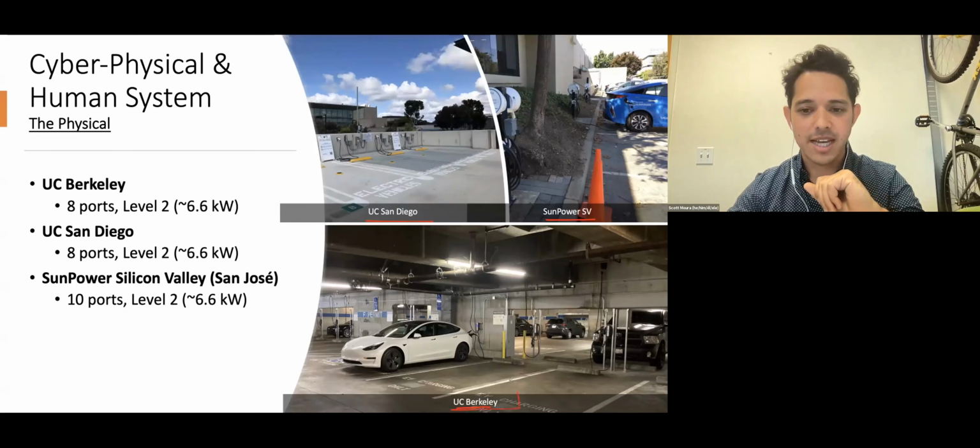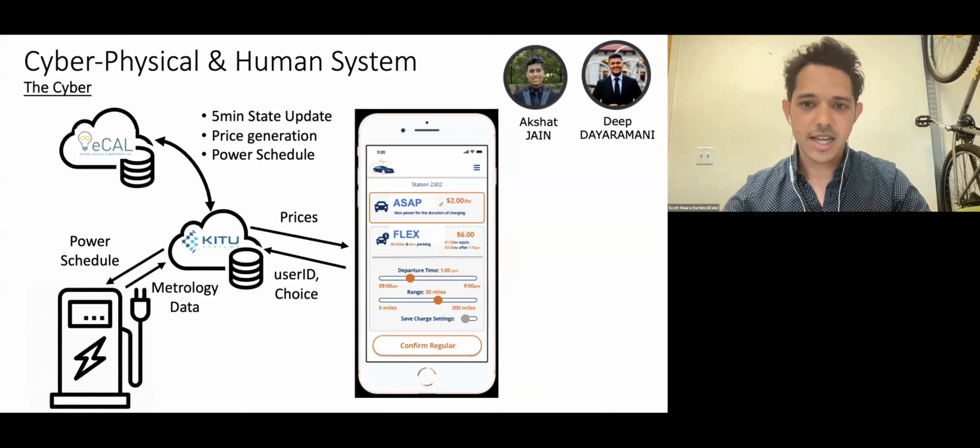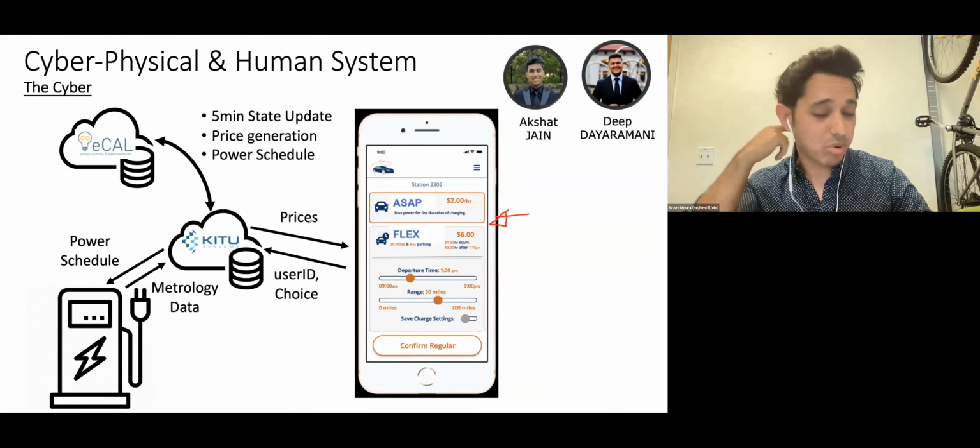We also have a cyber infrastructure, a whole software platform we built on top of this. Let me explain it this way. When the user shows up, they scan a QR code on the station, and then they get this interface that you see here, and it generates a price that the user sees. You can see here, $2 per hour or $6 total cost for this flex option. The user makes their choice, which goes into the cloud, and that goes into the database.